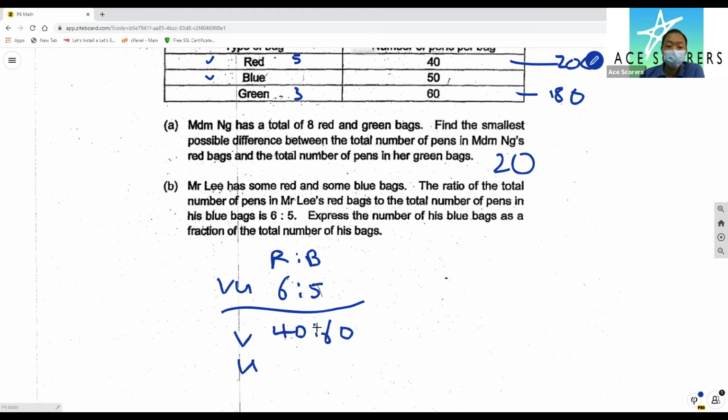You can simplify this. You see your 40, 60, what can I do? I can remove the 0. Yeah, 2:3. So this is 2 is to 3. Now 2 times something give me 6. Oh, I take 6 divided by 2, I get 3. 3 here.